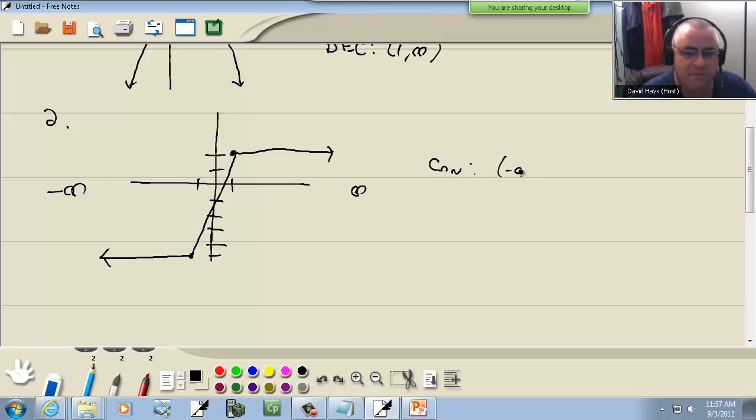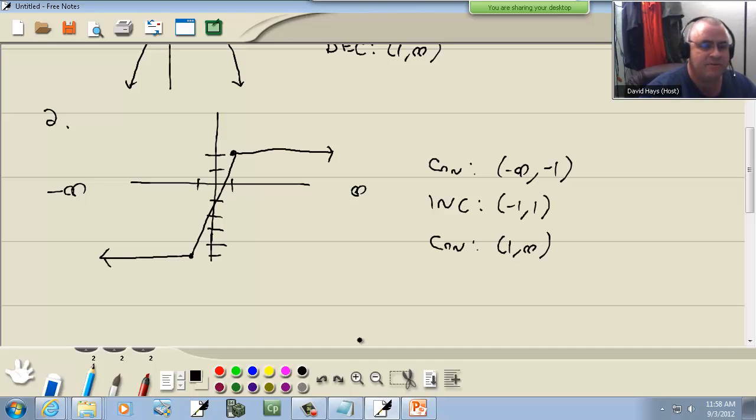So it's constant from negative infinity, and it stops being constant at negative 1. Remember, we only use our x values in our actual answer. And then from negative 1 to positive 1, it's increasing. And then from 1 to infinity, it's constant again. So those will be our answers.